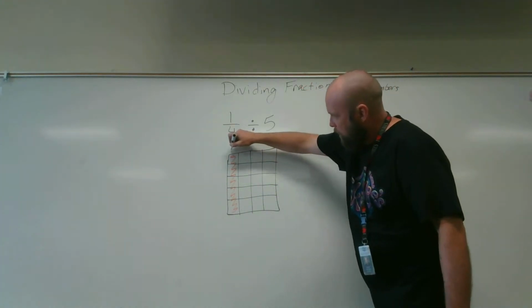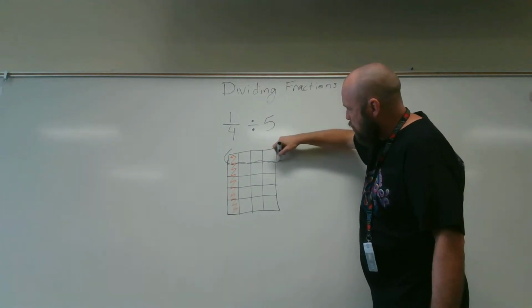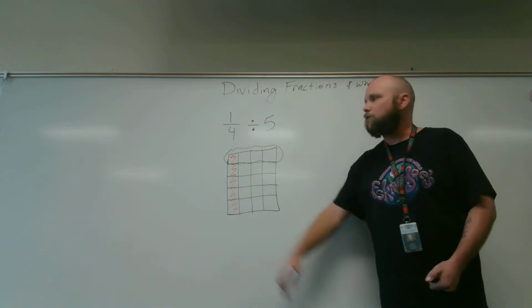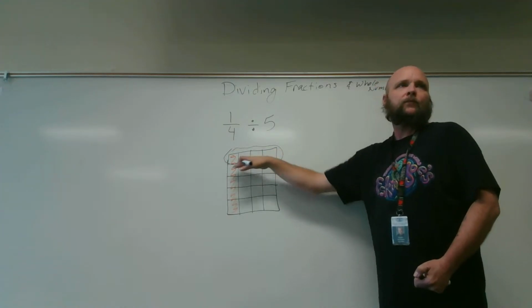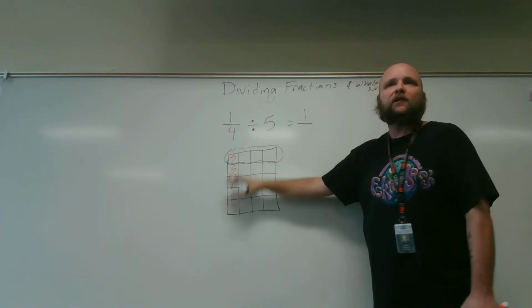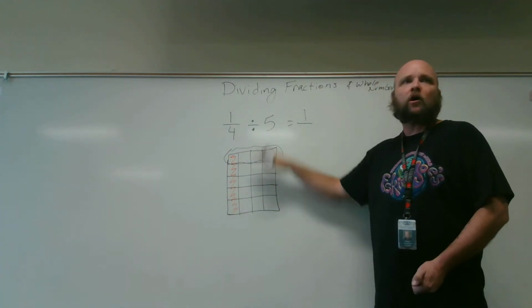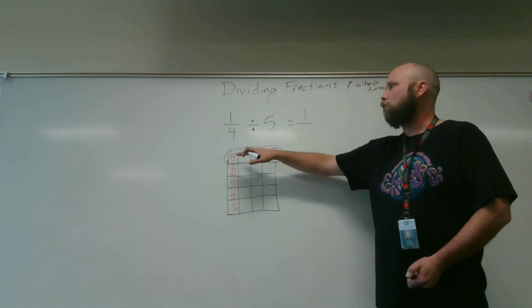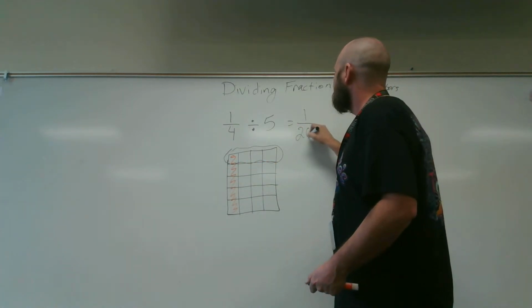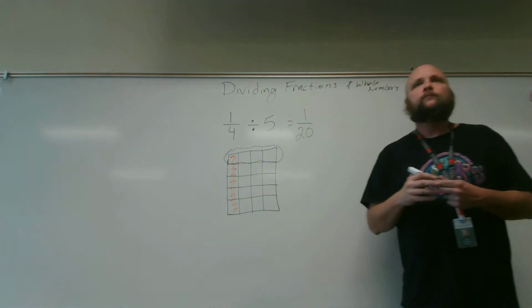So everything in this row that is shaded in is my numerator. So what is shaded in this row? 1. And how many total sections are there on this whole thing? Total sections. 4 or 20. 20.